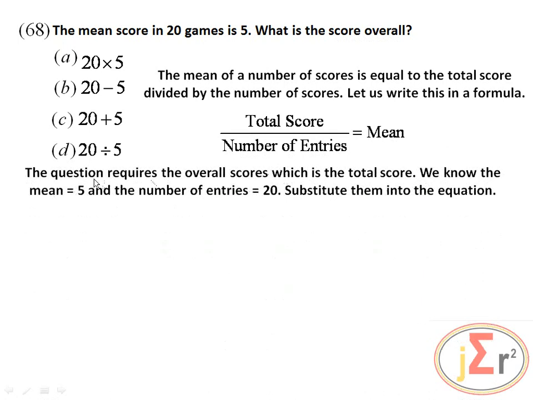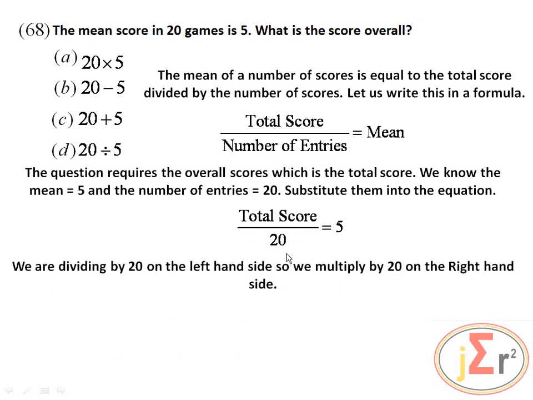So the question requires the overall score, which is the total score. We know the mean is 5 and the number of entries is 20. So we substitute them into the equation. Where the mean is, we put 5, and where the number of entries is, we put 20. We are dividing by 20 on the left-hand side, so we multiply by 20 on the right-hand side. So the total score is equal to 5 multiplied by 20.